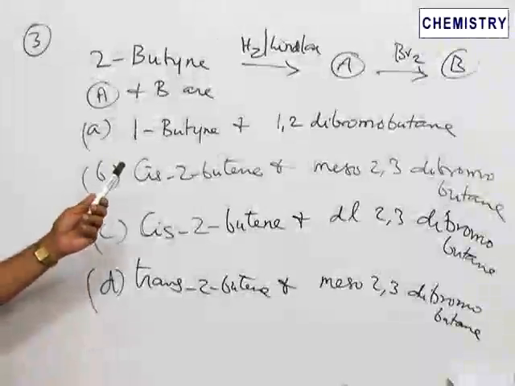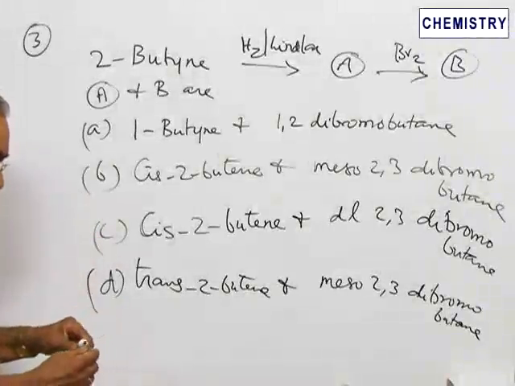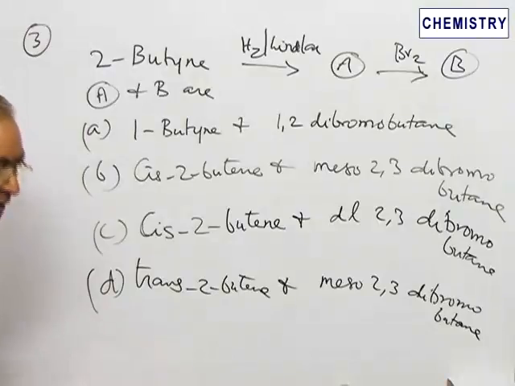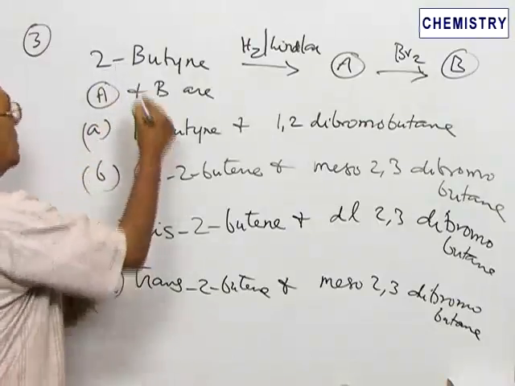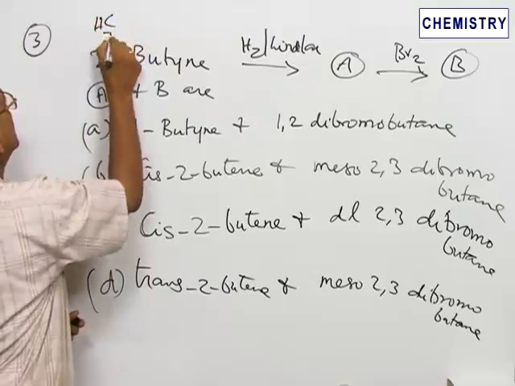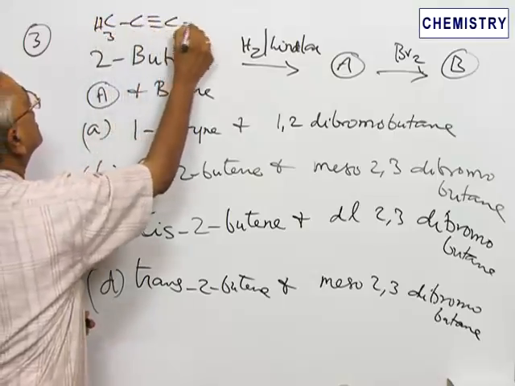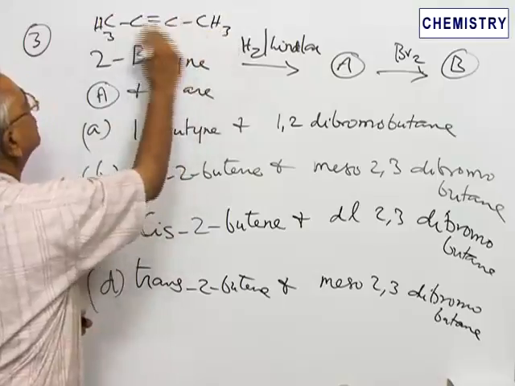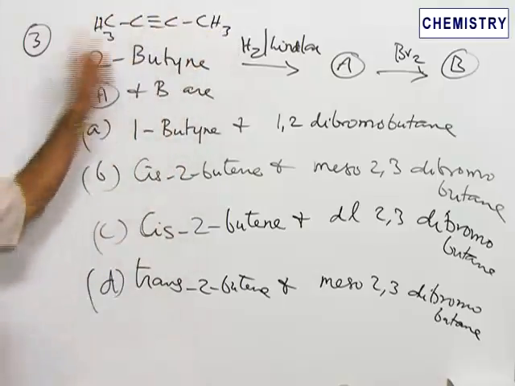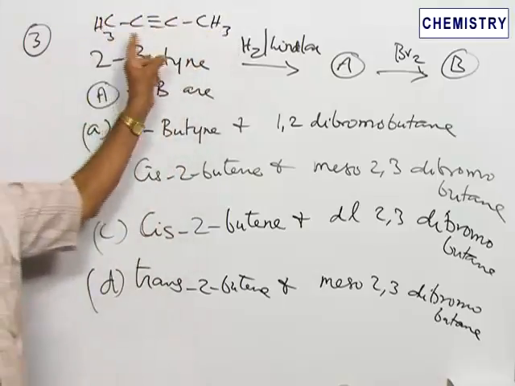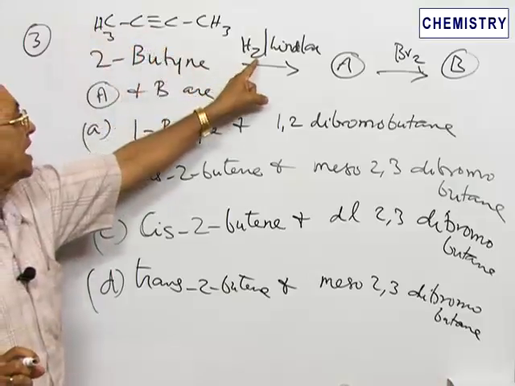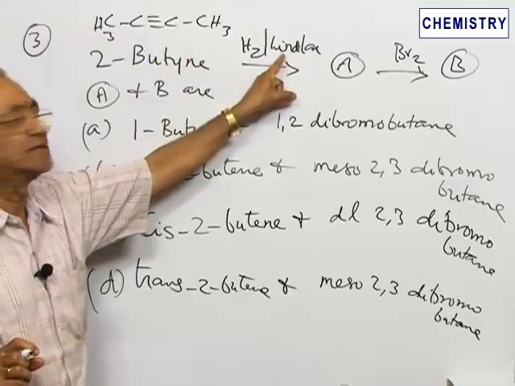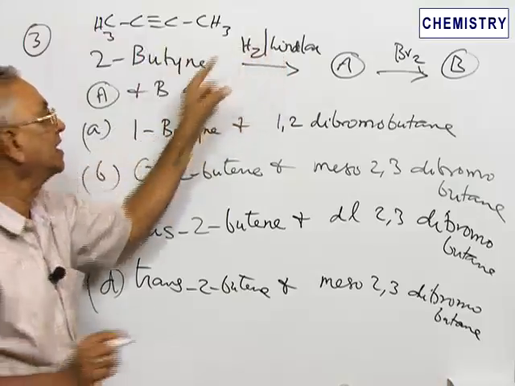Now we go to the third question, which relates to the hydrogenation of a triple bonded compound. 2-butyne is a compound containing 4 carbon atoms with a triple bond between the 2 and 3 positions. This is 2-butyne. 2-butyne can be reduced selectively by means of one catalyst, which is known as Lindlar catalyst, that is, hydrogenation in the presence of a Lindlar catalyst.